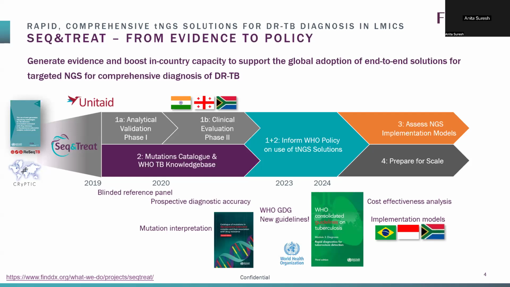What we are continuing in 2024, and a little bit of next year, is assessing different implementation models of sequencing in countries. We're doing this in Brazil, Indonesia, and South Africa. And then there are tools and activities to help prepare countries for scale. This would include cost-effectiveness analysis, costing tools, as well as access pricing, ensuring these products are listed on the global procurement list, and so on.